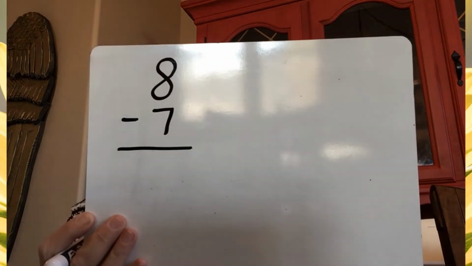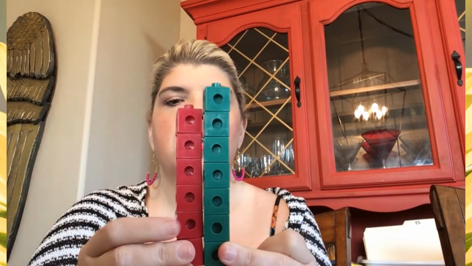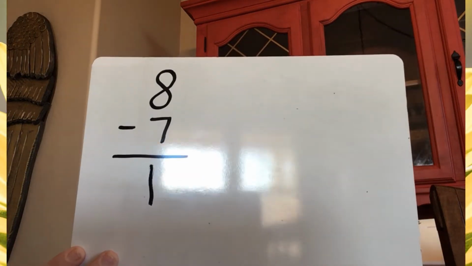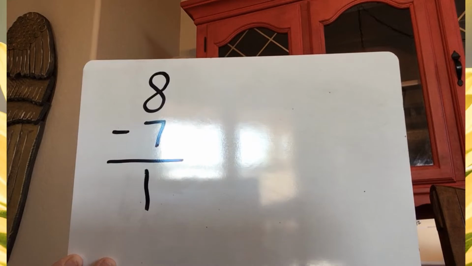I'm going to show you one more. My problem is 8 minus 7. I'm going to show you in cubes. I have 8 green cubes and 7 red cubes. What's the difference? 1. 8 minus 7 is 1. So that is difference of 1. Anytime you see a number where they're only 1 apart, the answer is going to be 1.